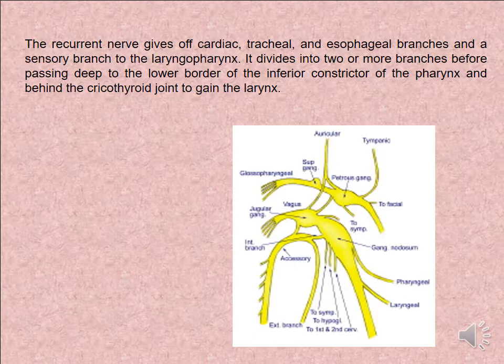The recurrent nerve gives off cardiac, tracheal, and esophageal branches and a sensory branch to the laryngopharynx. It divides into two or more branches before passing deep to the lower border of the inferior constrictor of pharynx and beyond the cricothyroid joint to gain the larynx.